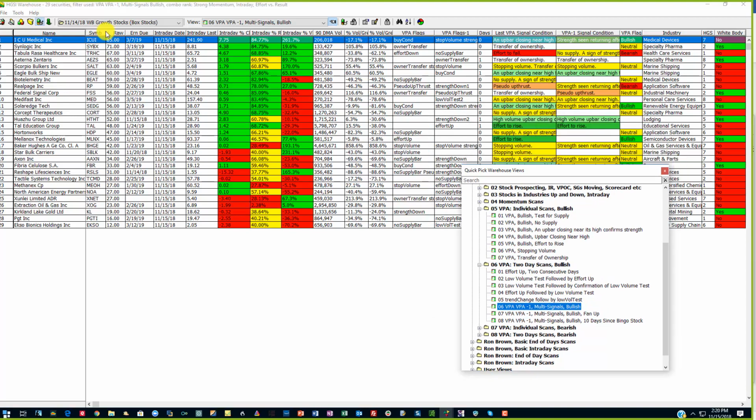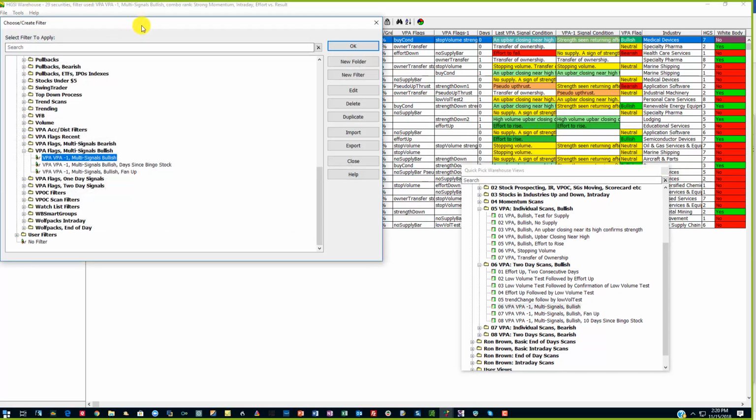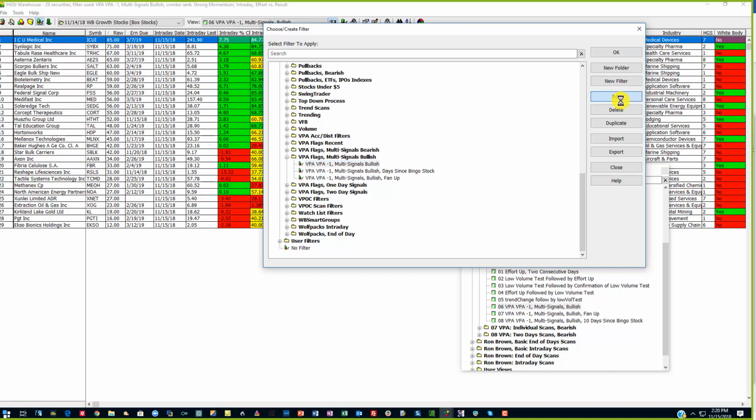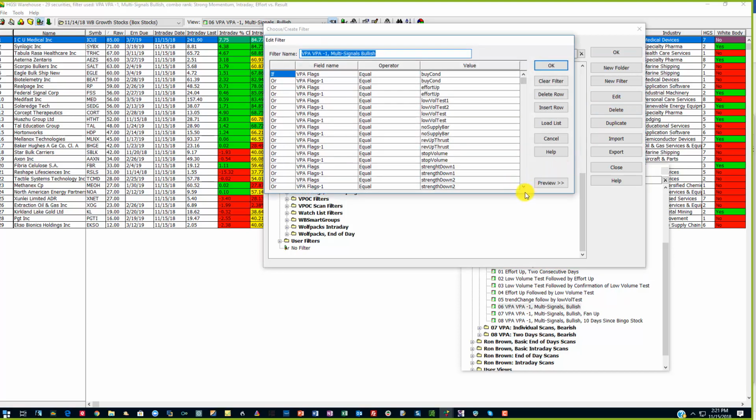First of all, here is the bullish. Now I want to show you the filter. And if you updated your files and followed my instructions, you have all of these filters now. Now look at what I had to do here. This would be yesterday, this would be the day before that. So if you're doing this at night, this would be the nightly signal, this would be the prior day. Here's the buy condition. Here's the effort up.